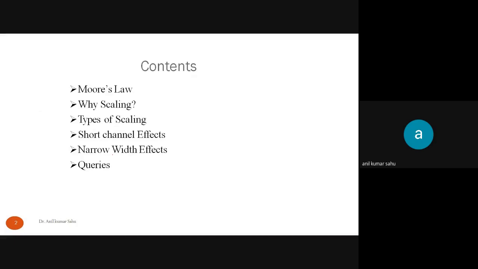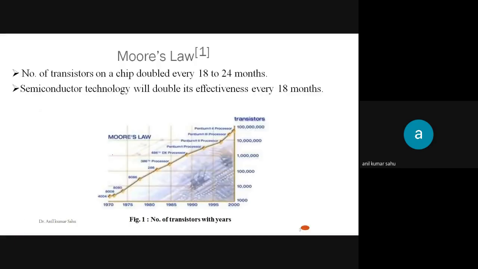And if you are having any query, we will discuss the query also. Why does Moore's law come into the picture while discussing scaling?